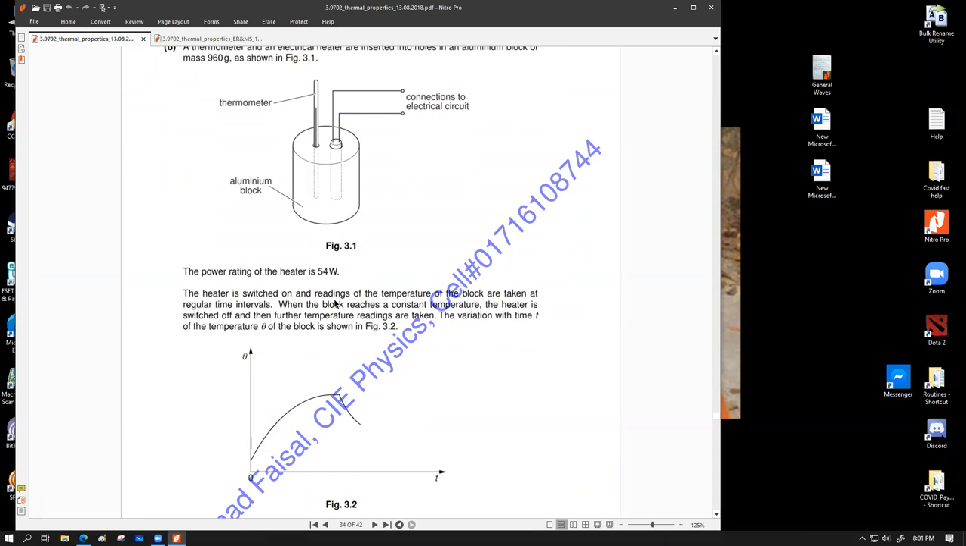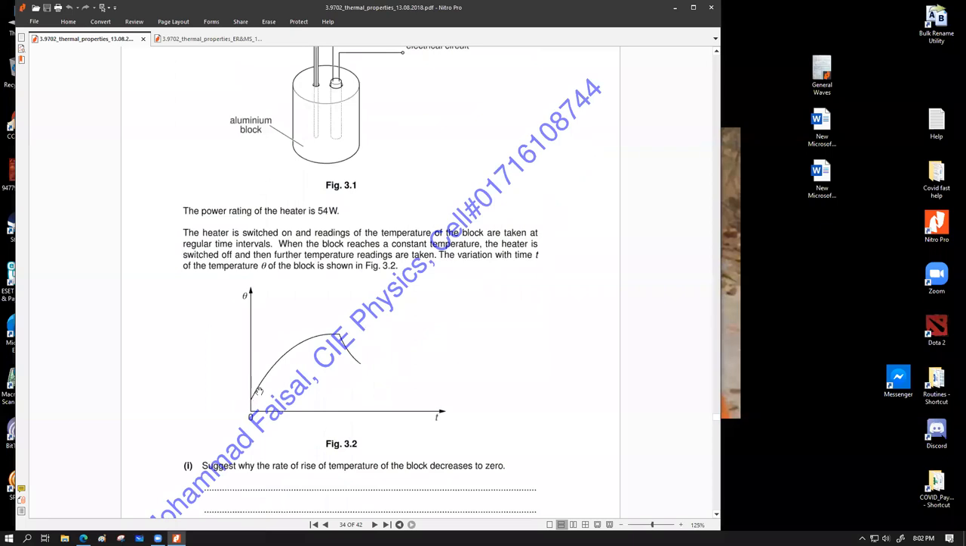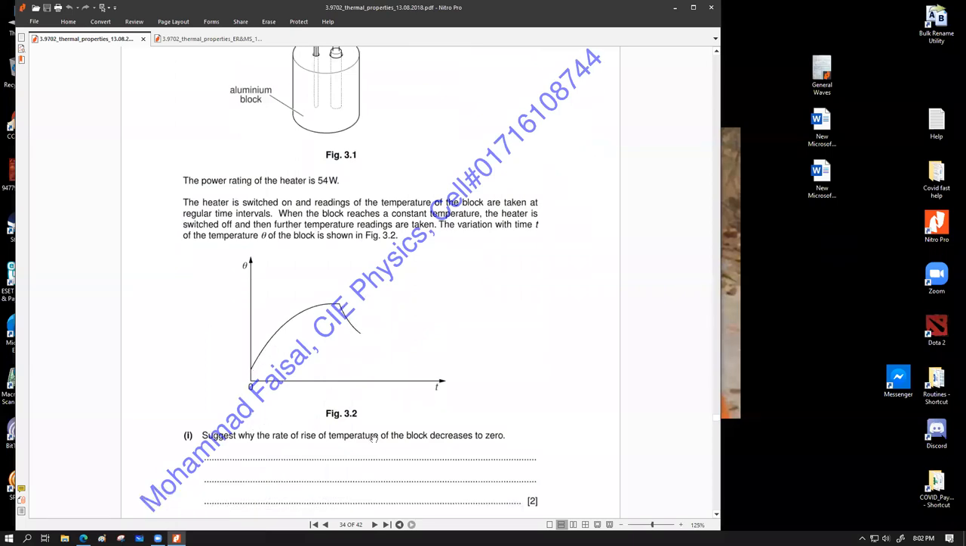The question goes further. The heater is switched on, and the readings on the temperature of the block are given at regular time intervals. When the block reaches a constant temperature, the heater is switched off, and then further temperature readings are taken. The variation with time t of the temperature theta of the block is shown in figure 3.2. So this is the whole thing, and the temperature drops down like that.